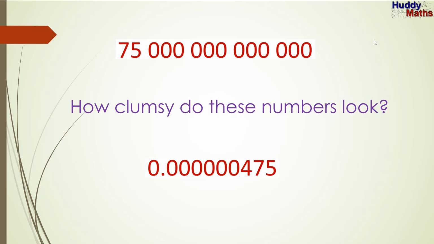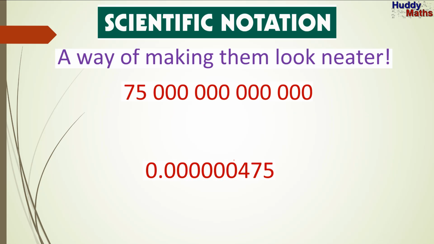Wow, how clumsy do these numbers look? There's so many zeros. Up here, there's so many of them. Very big number. Down here, lots of zeros, very, very small number. That's a bit messy. Is there something that we can actually do mathematically to make these numbers look a bit neater? Let's have a look.